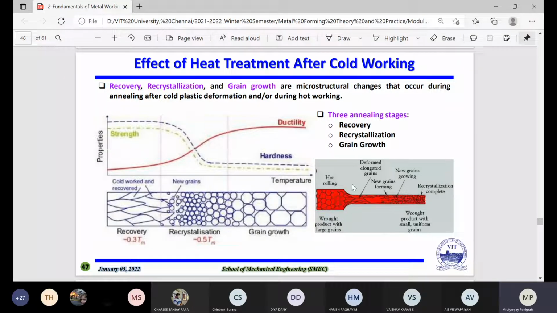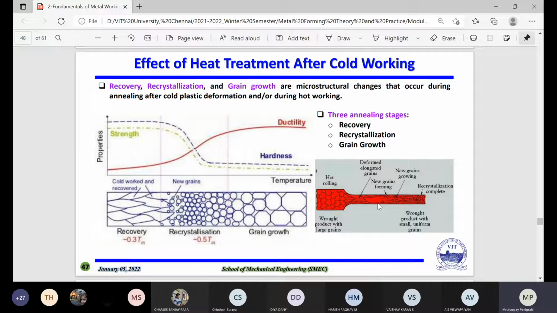So the moment you are applying pressure here, the grains will be elongated because you are squeezing, you are pressing. Once these deformed, elongated grains are there, after some time you will find a little gap. Little gap means from that elongated grain you will find some new grains there.